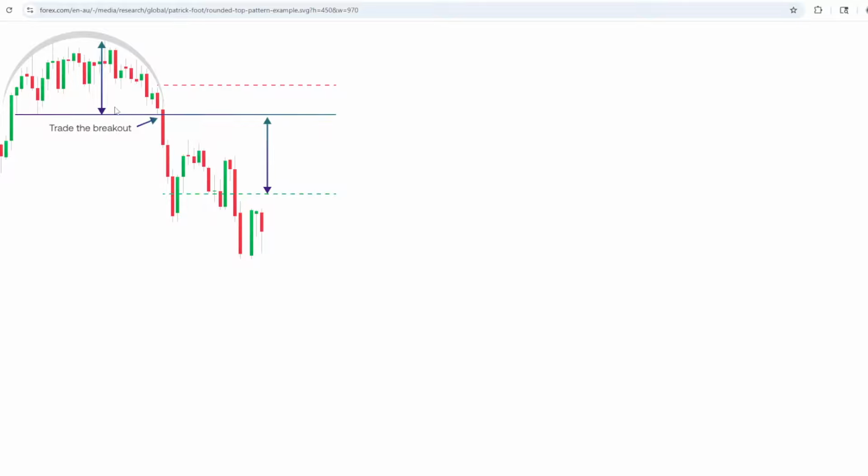This shows a measured move, which shows the height of the consolidation pattern extended down from the breakdown point. This is a rounding top.